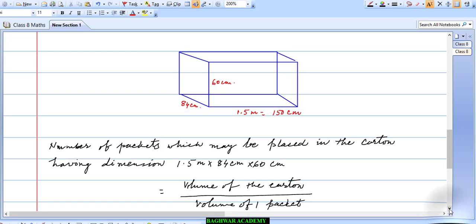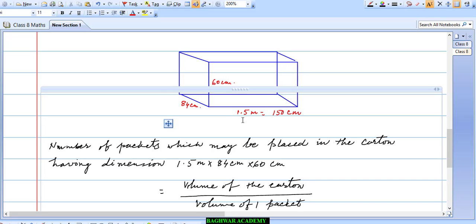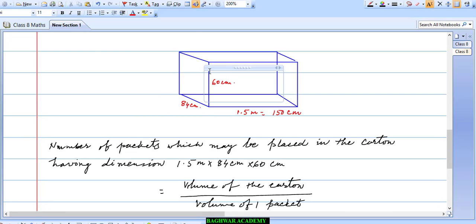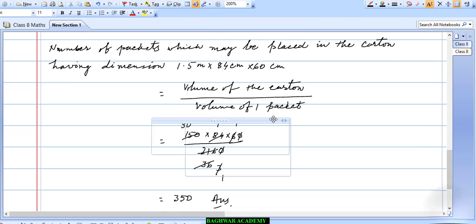Now here you see, the second part of the question: that packet is required to be placed in a carton having dimensions 1.5 meter length, 84 centimeter breadth and 60 centimeter height. How many such packets can you place in this carton? For this, you need to know the volume of the carton. Find the volume of the carton and divide by the volume of one packet, which we have already found. So volume of the carton divided by volume of one packet.